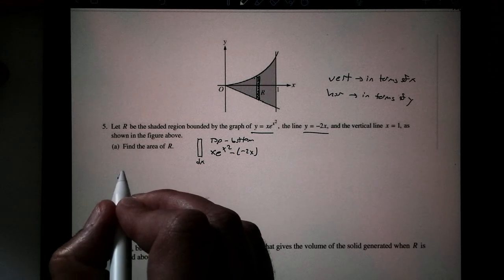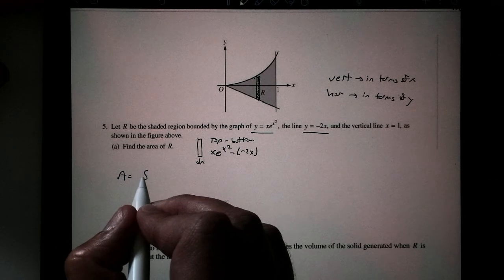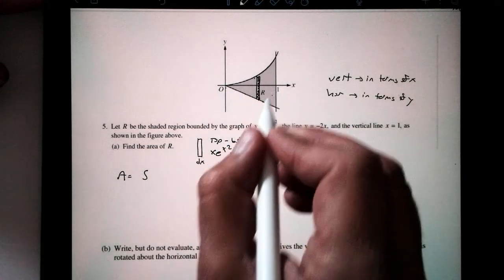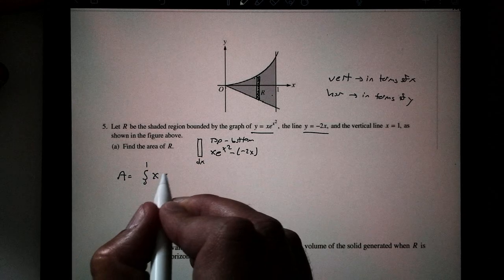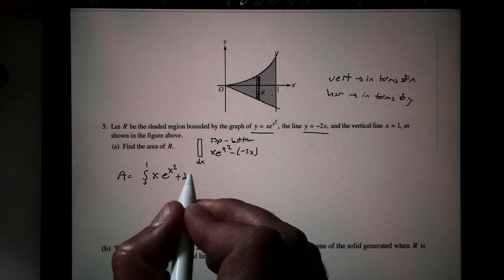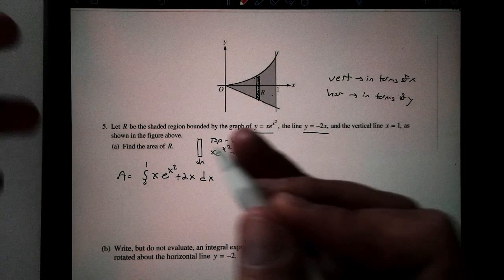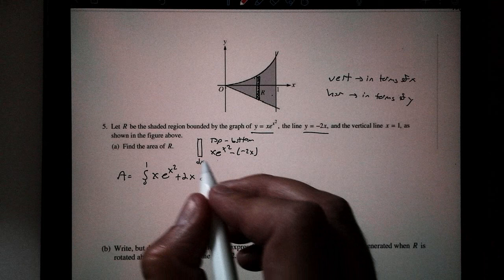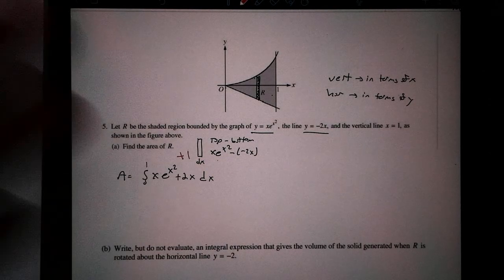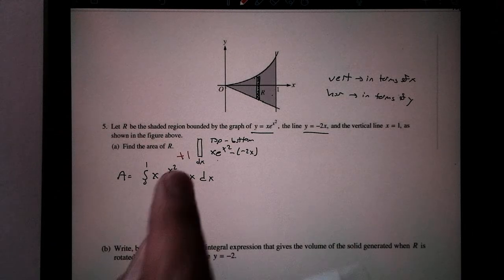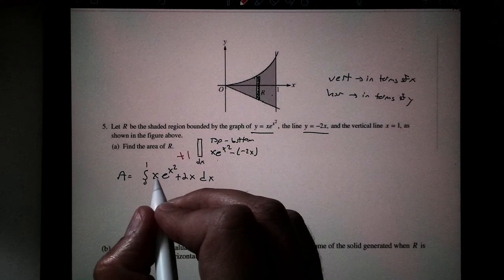So if we want to find the area, it's going to be the integral from 0 to 1 of x e to the x squared plus 2x dx. Now we're going to have to solve this one, but if you don't, you're going to be okay. You're going to get 1 point for writing this out. Even if you don't remember how to integrate this one, you'll still get a point, and you can still even get 2 points if you forgot how to integrate this problem. You just want to do the best you can. But this is not too bad.